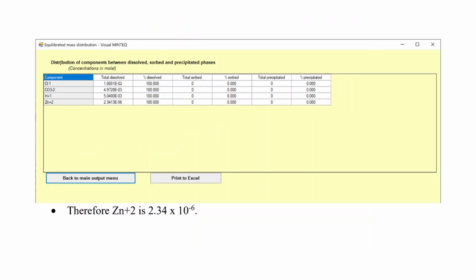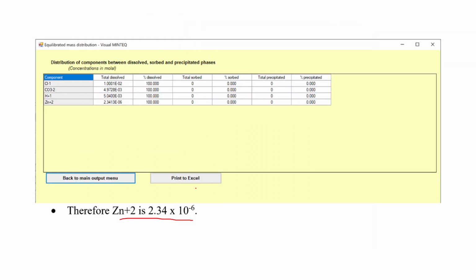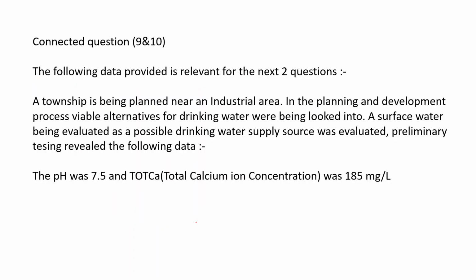This is the equilibrated mass distribution, and we can see that ZnCO3 is forming at 2.34 × 10^-6. As it was mentioned, the stoichiometry of this solid is 1:1. So the amount of Zn2+ will be equal to the amount of carbonate ion that will be involved with Zn. So ZnCO3 will be equal to the amount of Zn2+. So 2.34 × 10^-6 is the solution.